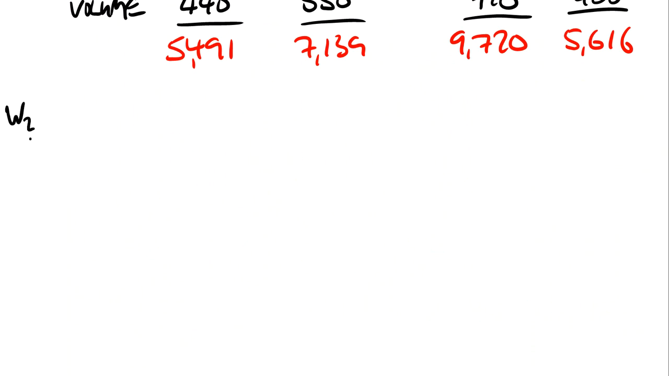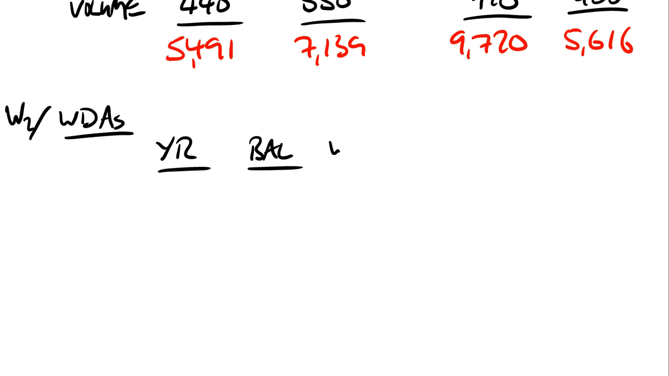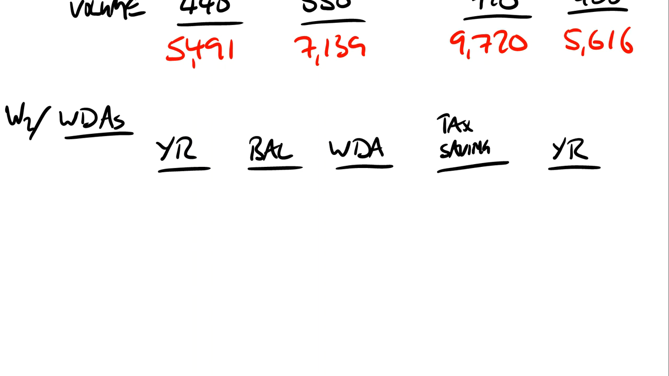So this will be working 2. Written down allowances. Same one as we do all the time. Year, the balance, the written down allowance for the year, the tax saving. And then just be careful with the year that you get it. And the amounts we're using here is 25% for the written down allowances, 28% for the tax savings. So just write those in to remind yourself as you go.